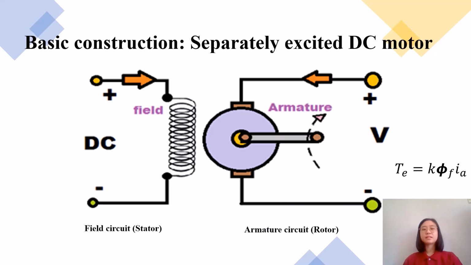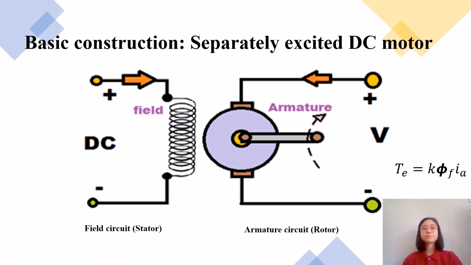In separately excited DC motor, a separate supply is used for armature circuit and field circuit. From the torque equation of motor, the torque can be changed by changing the field flux and armature current. That's all from me. Lin Qin will continue the presentation.